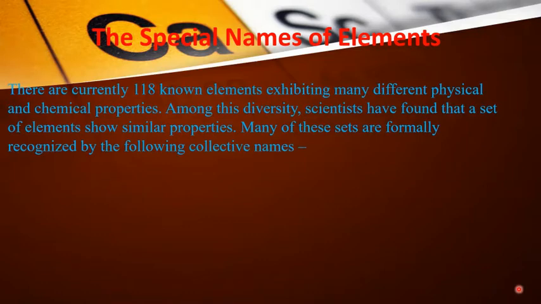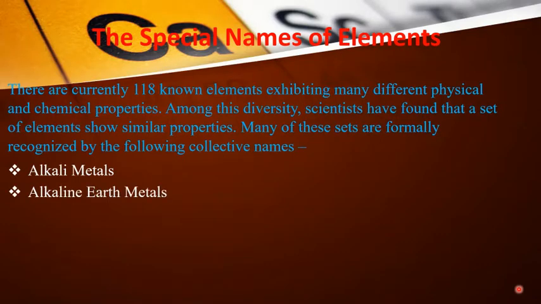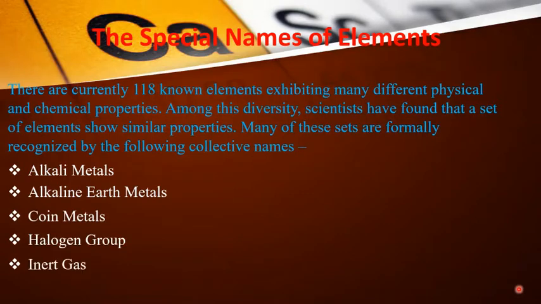There are currently 118 known elements exhibiting many different physical and chemical properties. Among this diversity, scientists have found that a set of elements show similar properties. Many of these sets are formally recognized by the following collective names. Some are named alkali metals, some alkaline earth metals, some coin metals, some the halogen group, some inert gas, and some are known as transition elements. Today we will learn about these elements.